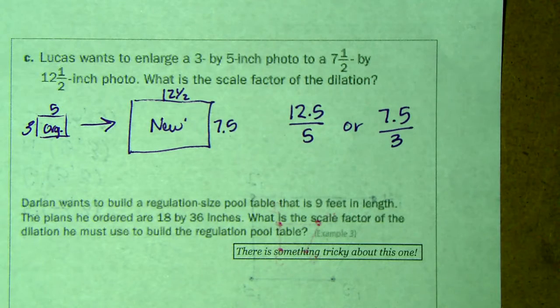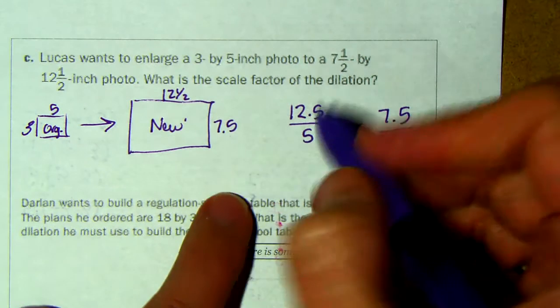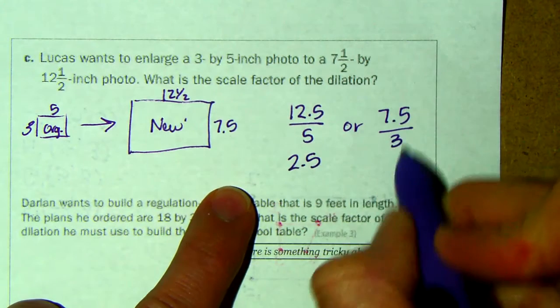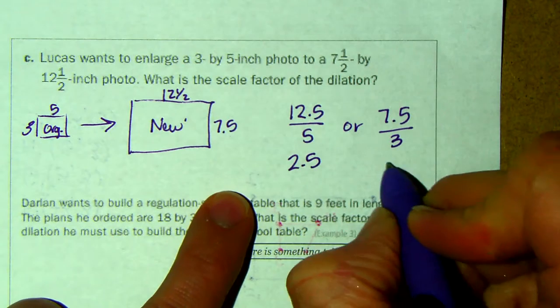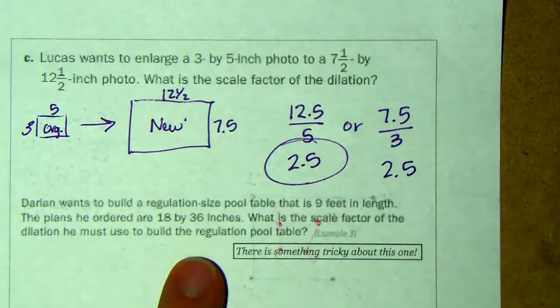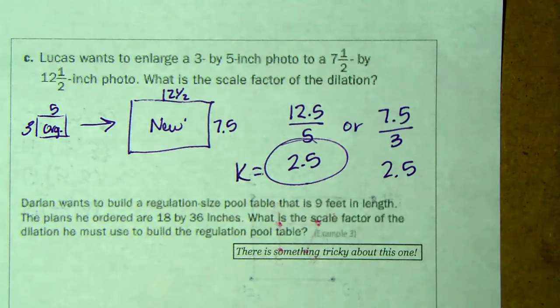Anybody got your calculator out? You can tell me what you get when you take 12.5 divided by 5? Although I think I know. I think you get 2.5. And is that the same over here? 2.5. So your scale factor is 2.5. But they give you a question like that really to kind of confuse you because they give you 2 separate possibilities that you could use.